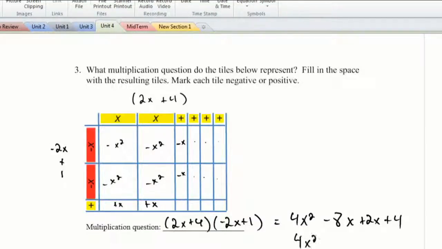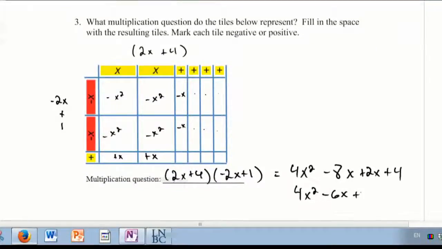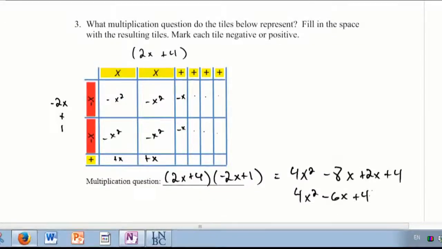So just combine my like terms in the middle. Negative 8 plus 2 is going to give me negative 6x plus 4. Hopefully I did that right. My algebra tile skills are a bit rusty. Here we go. So that was the first one.